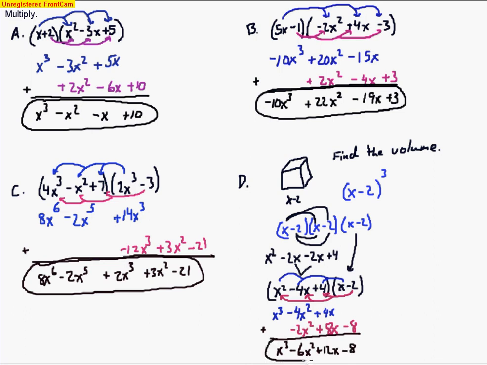Those are the answers. Well, that's part 1, and those are the first 3 problems that you'll see on tonight's homework. The rest of the homework is a review of using the FOIL method by multiplying binomials.